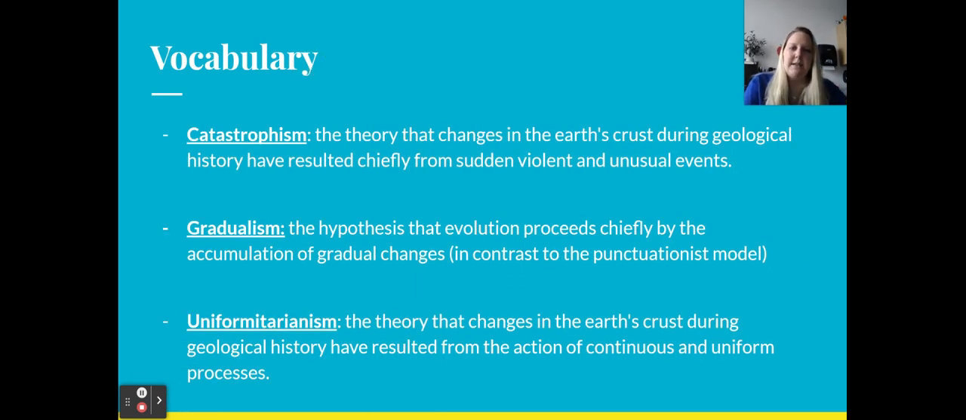Next is catastrophism. This is a theory that changes in the Earth's crust during the geological formation and its history have resulted chiefly from sudden, violent, and unusual events. Gradualism is a hypothesis that states that evolution proceeds chiefly by the accumulation of gradual changes over time. And uniformitarianism is a theory that says the changes in the Earth's crust during the geological history have resulted from the actions of continuous and uniform processes.